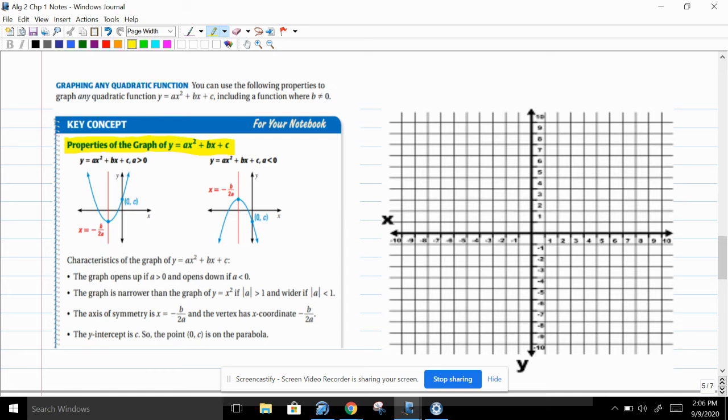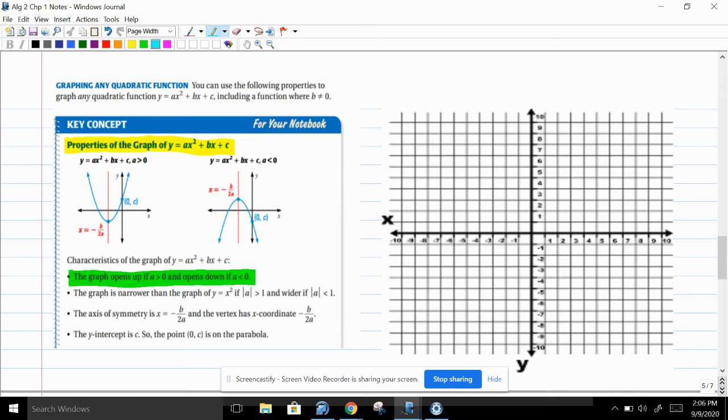First of all, look at your a value. If that a value is a number that's bigger than 0, which means it's positive, that's going to make our graph open up. If that a is a negative number, that means our graph is going to open down, okay?